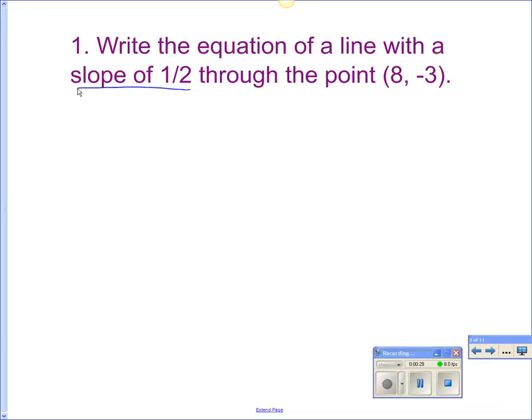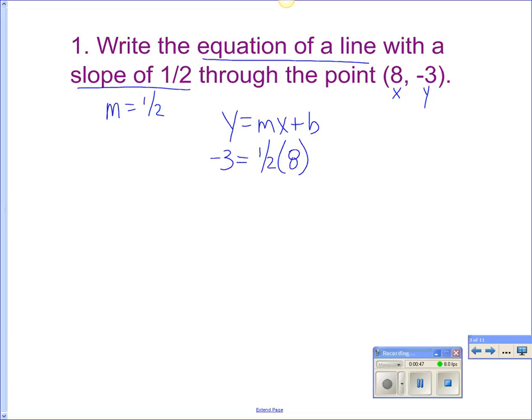Slope of 1/2, well, the letter we use for slope is m. So m equals 1/2, and we label our point x, y. Equation of a line is y equals mx plus b. So I'm going to put in -3 for y, 1/2 for m, 8 for x plus b. Remember, you can pause this video at any moment if you need more time to write.